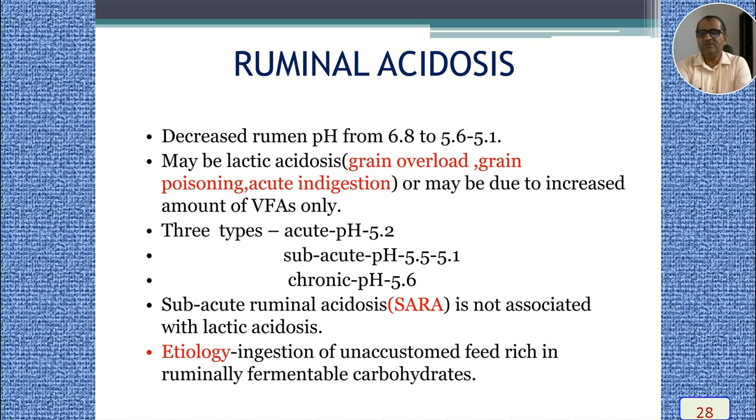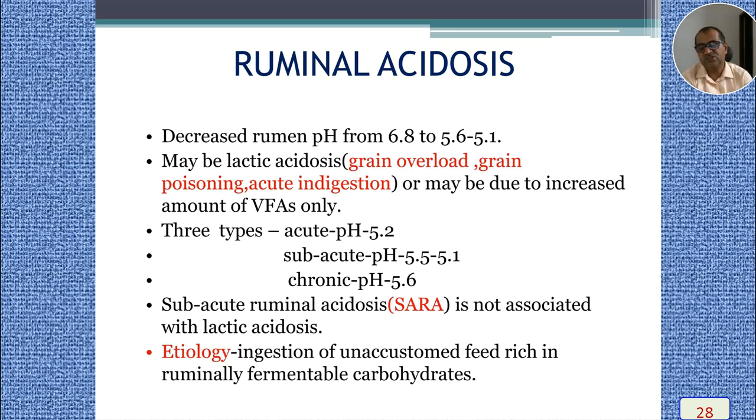Then it is divided into acute ruminal acidosis, wherein the ruminal pH will be 5.2, whereas in subacute ruminal acidosis the pH of the rumen will be 5.5 to 5.1, whereas in chronic acidosis the pH is 5.6. This is also called SARA, subacute ruminal acidosis. It is not associated with lactic acidosis. That's totally different from SARA.